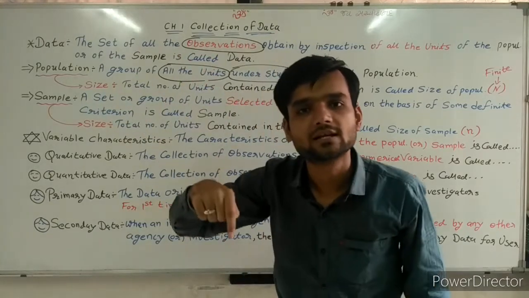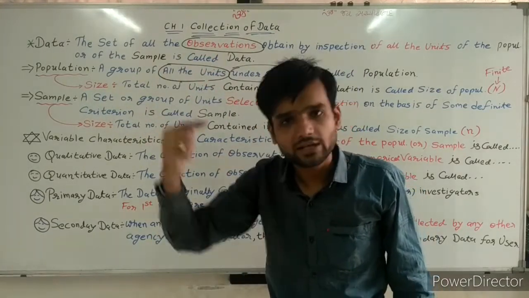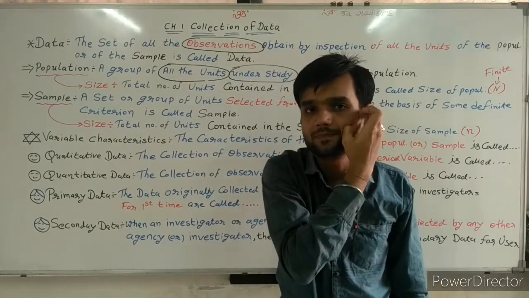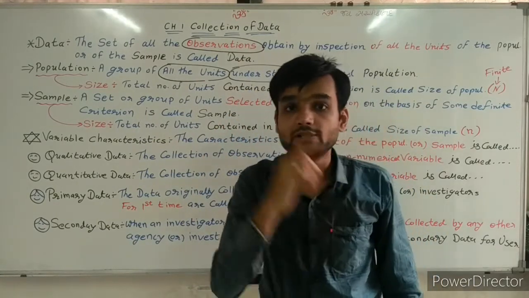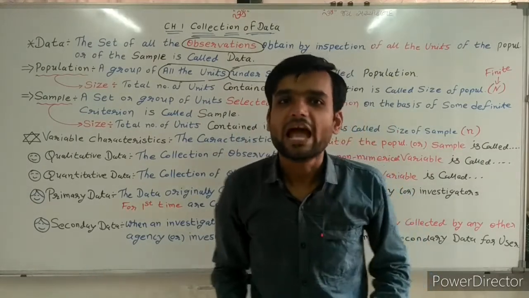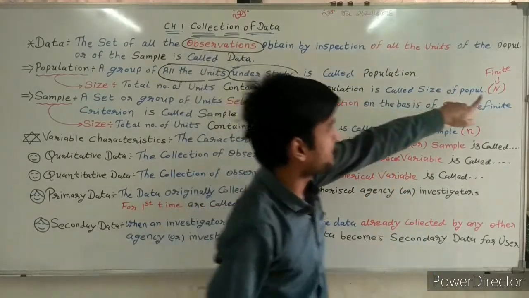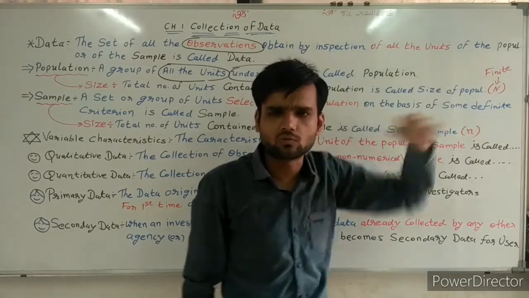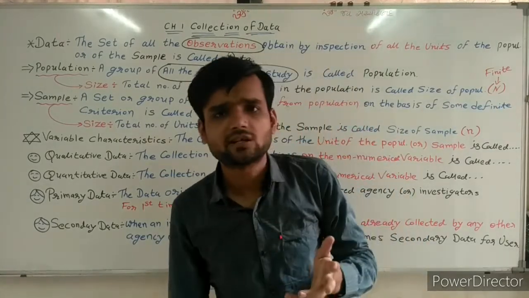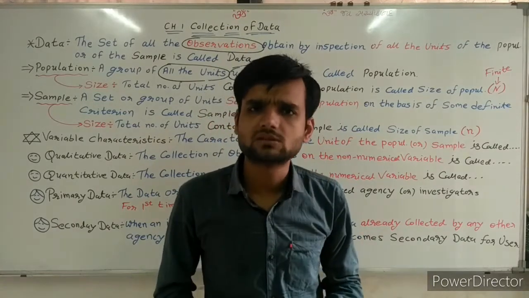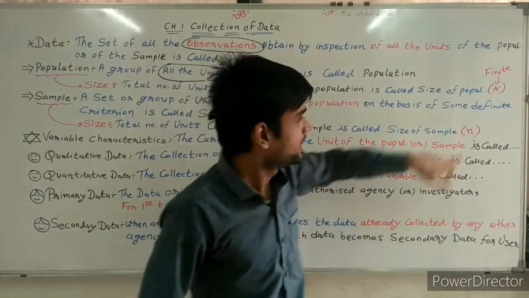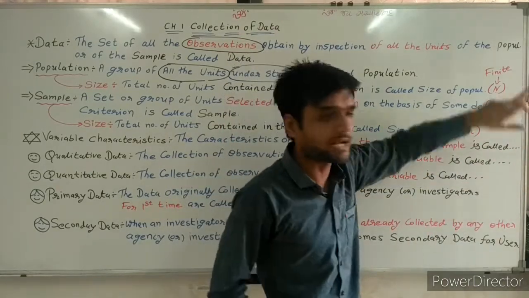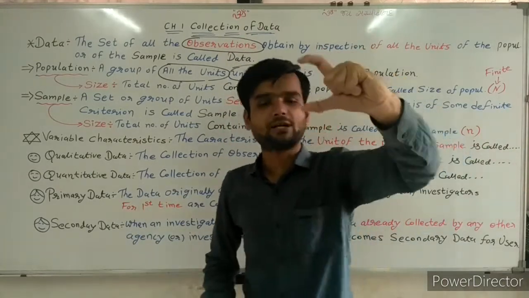How many subjects are there? So there are 7 subjects, 8 subjects, 9 subjects, and that is our number of units in the population, and that is denoted by N if it is finite. Now, sir, what is meant by finite? Big N, capital N. Population size is denoted by capital N.